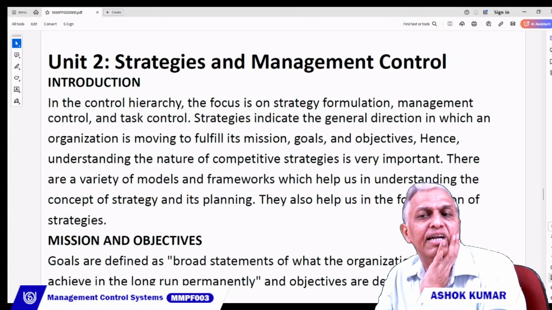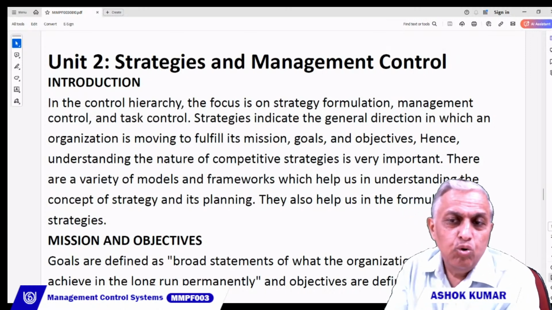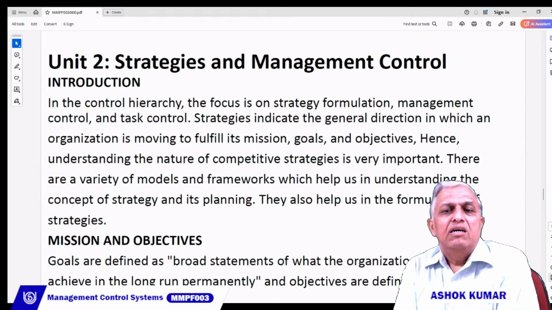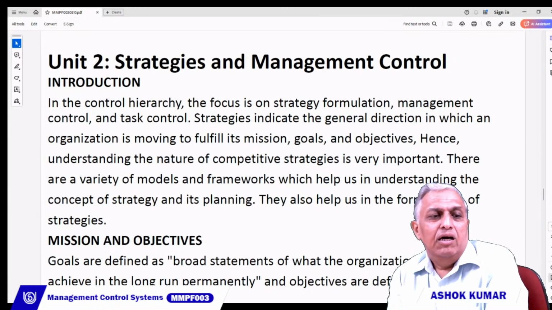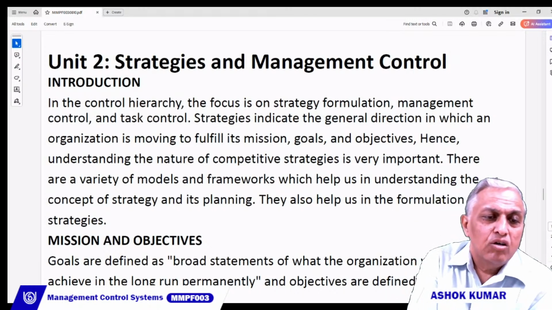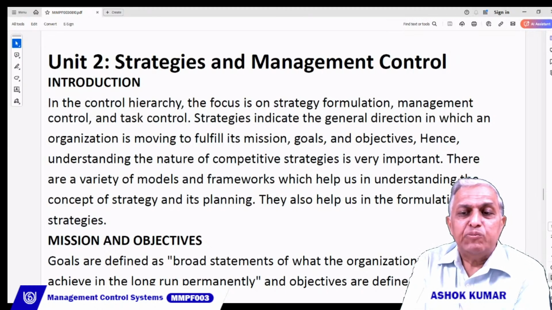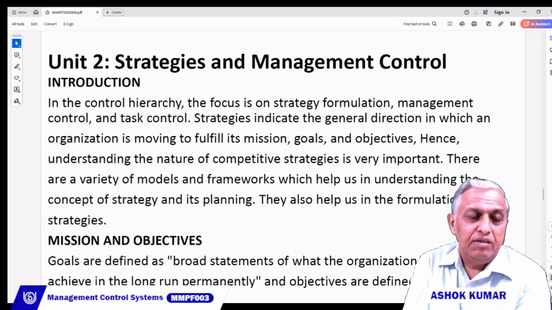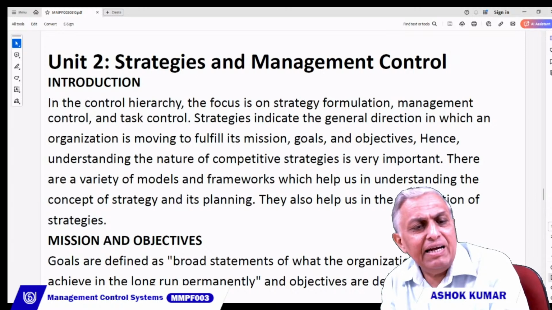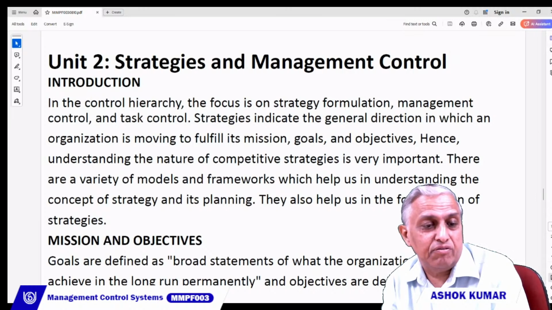Strategies indicate the general direction in which an organization is moving to fulfill its mission, goals, and objectives. Hence, understanding the nature of competitive strategies is very important. There are a variety of models and frameworks which help us in understanding the concept of strategies and its planning. They also help us in the formulation of strategy. But for that, we must have the missions, goals, and objectives.